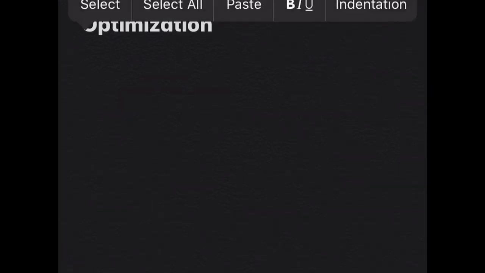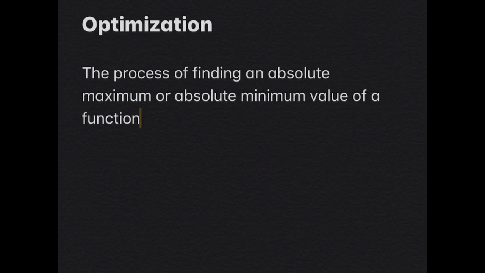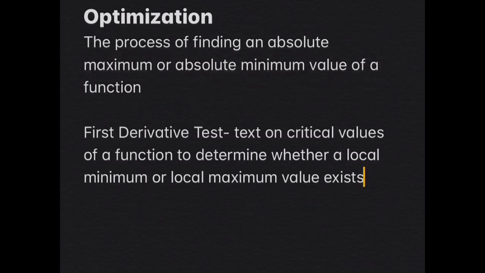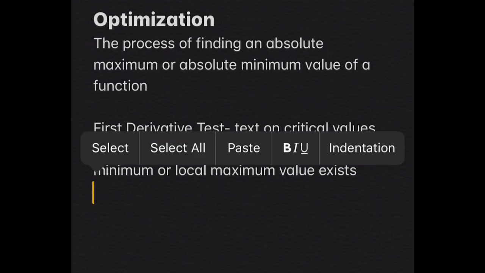The next topic is optimization. This is the process of finding an absolute maximum or absolute minimum value of a function. A first derivative test is a test on the critical values of a function to determine whether a local maximum or local minimum exists. Here are the steps to optimization.